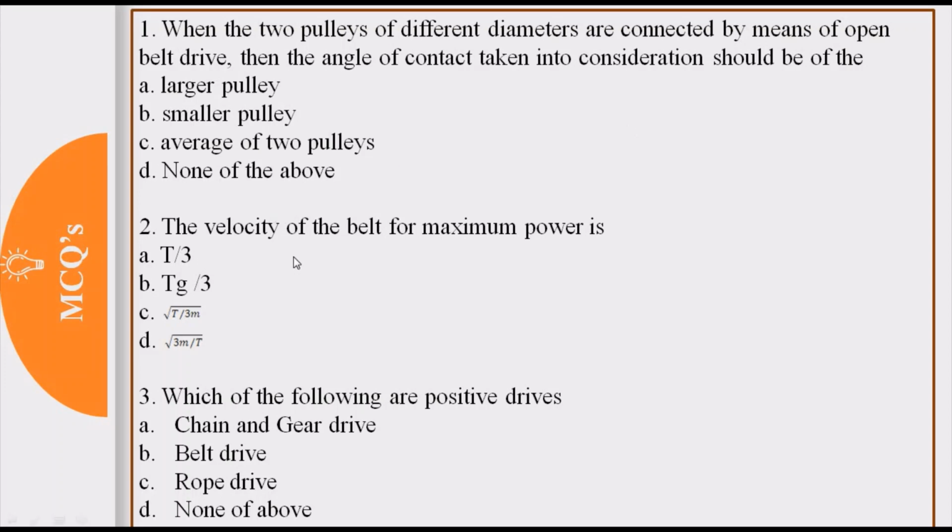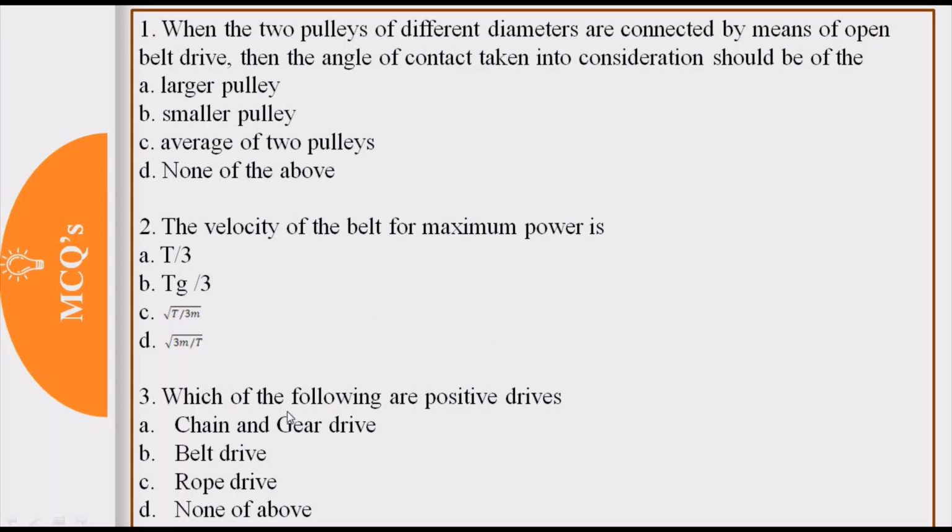Second, the velocity of the belt for maximum power is. Velocity is in the formula of centrifugal tension, Tc is equal to mv square, and for maximum power we have seen T is equal to 3 Tc. If we put this condition into the centrifugal tension formula, we get velocity is equal to square root of T upon 3m. So the answer will be C, square root of T upon 3m.